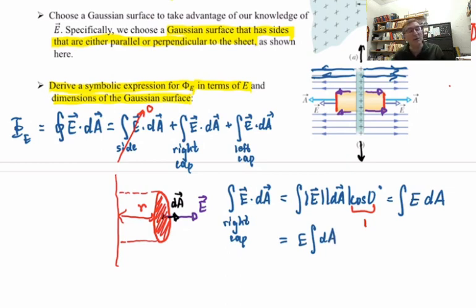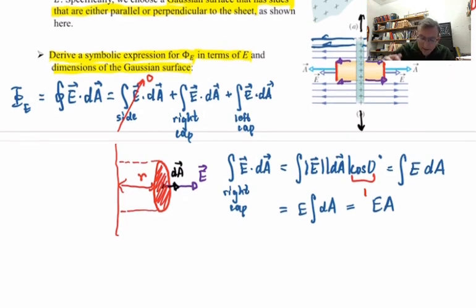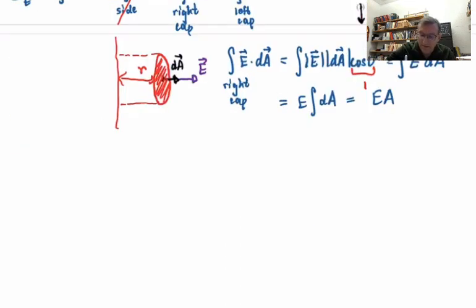So add up all the little dAs on that right cap. And you just get the total area of it, right? And that's just called A in our picture. So that's the symbolic expression for the flux through the right cap of the Gaussian surface. Now, what do you think you get for the flux through the left cap? Let me draw that part.